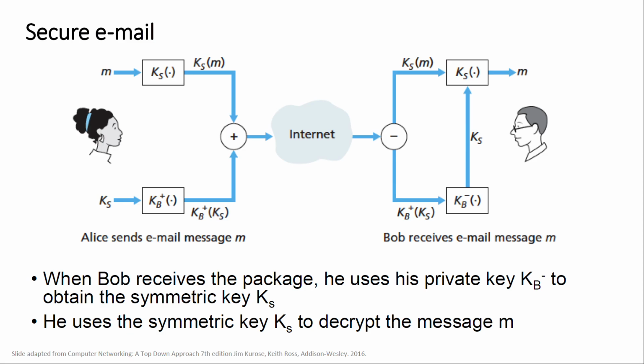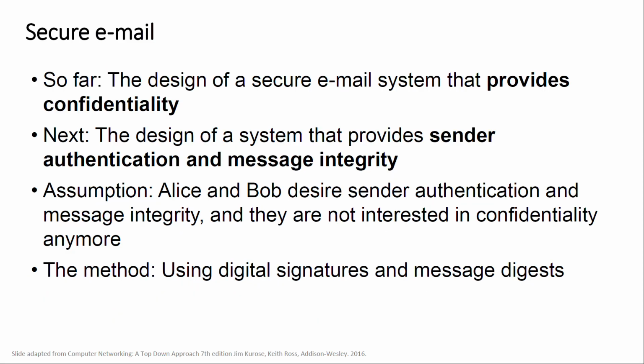But this is not enough, because we wanted more. We also said that we want to design a system that also provides sender authentication and message integrity. So far we only provided confidentiality. So let's forget our first solution, and try to find the solution to authentication and message integrity. Once we also solve it, we will combine both of them and talk about how secure email works in the real world.